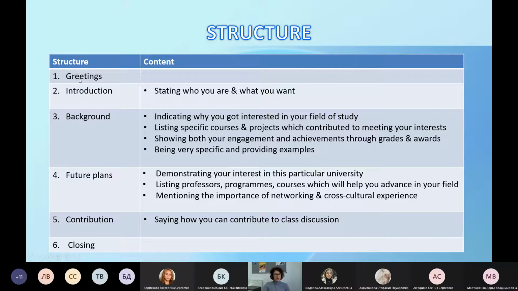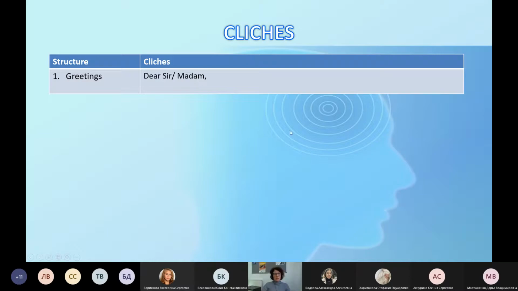So as you see, we have 6 points here. The next thing is what exactly do you write in each of these points, and what cliches do you use? So starting with the greetings. In this case, probably you will not know the name of the person you're writing to, so you write dear sir/madam. Please make sure that you write both, because we are politically correct in terms of gender.